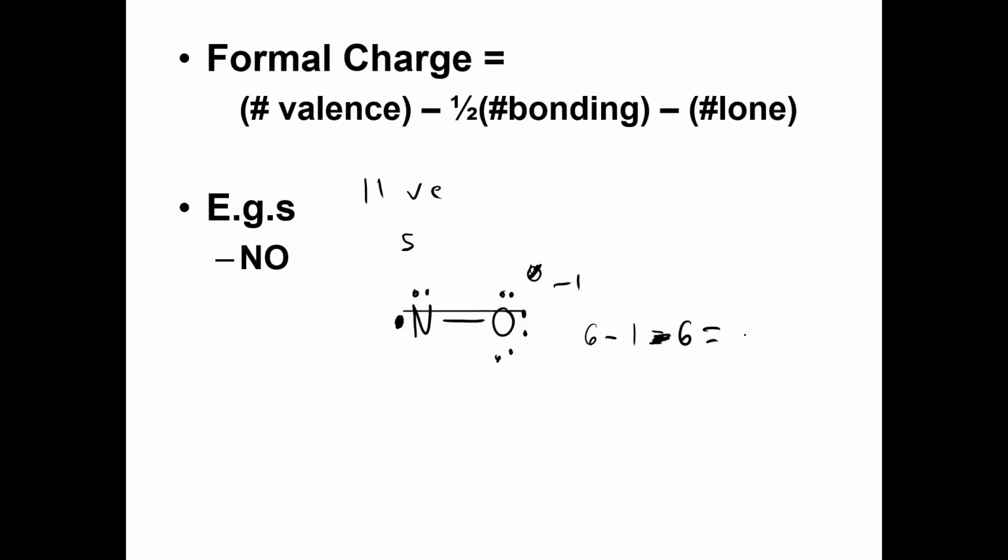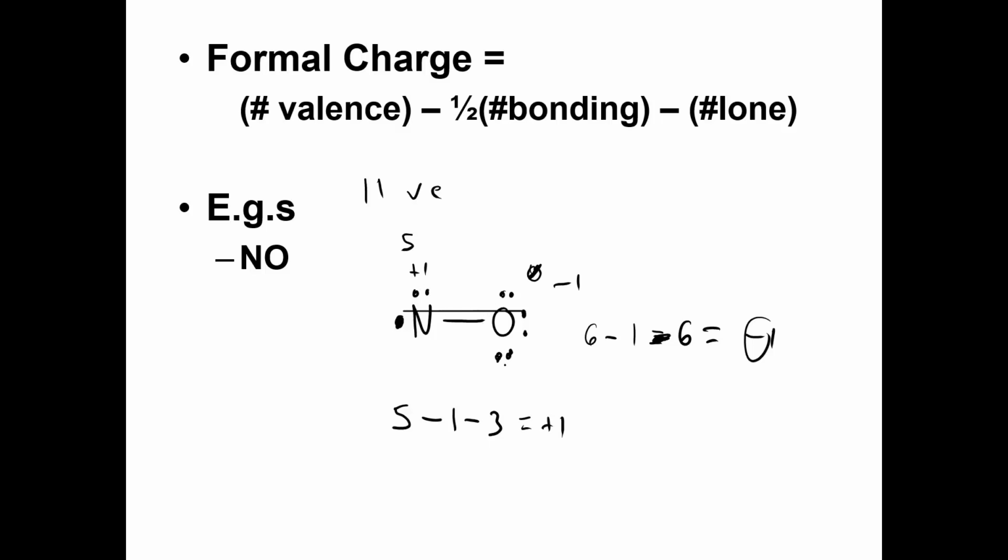Obviously, a singly bonded oxygen with 6 electrons is always going to have a -1 charge, which means this is going to have to be a +1 charge. So let's do that. 5 minus half of 1 bond is 1, minus 3. So that's going to be +1. It also doesn't have an octet. It has 1, 2, 3, 4, 5, right?